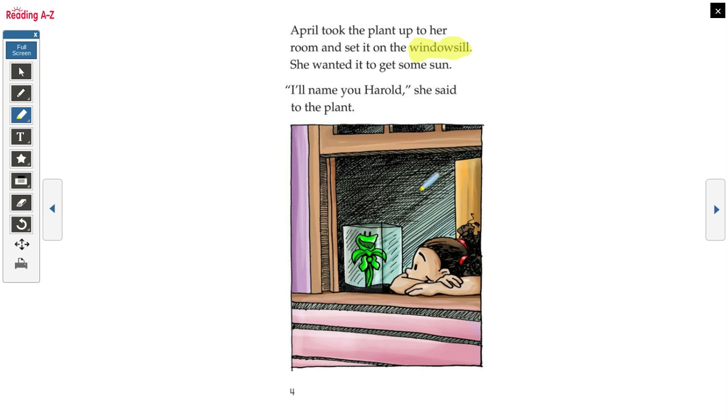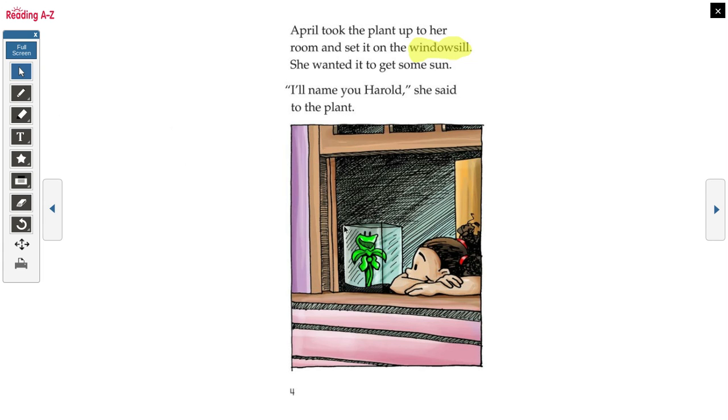So I'm going to use our strategy and I'm going to ask myself, what would sound right here? It says, "April took the plant up to her room and set it on the..." So I'm looking for a place. I'm looking for a noun. I'm looking for a word that describes where she set the plant.